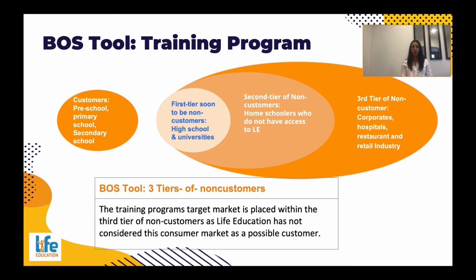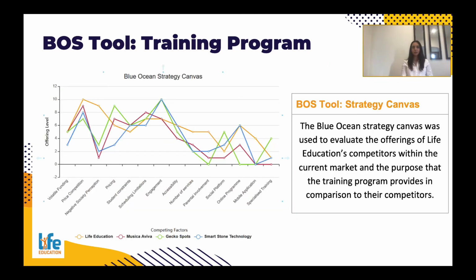Firstly, the current blue ocean tools that have been analysed for the training program are the 3 tiers of non-customers and the strategy canvas. The training program's target market is placed within the 3rd tier of non-customers, as Life Education has not considered this consumer a possible customer. Life Education is able to attract this market through understanding their needs and wants through a post-pandemic society, growing concerns of mental health within a corporate, retail and restaurant industry, and the education of illicit substances and alcohol.